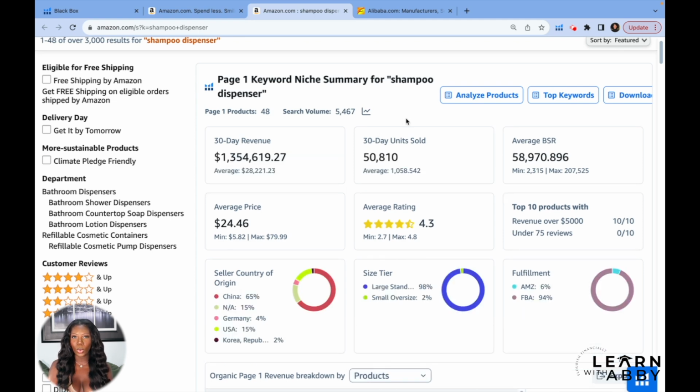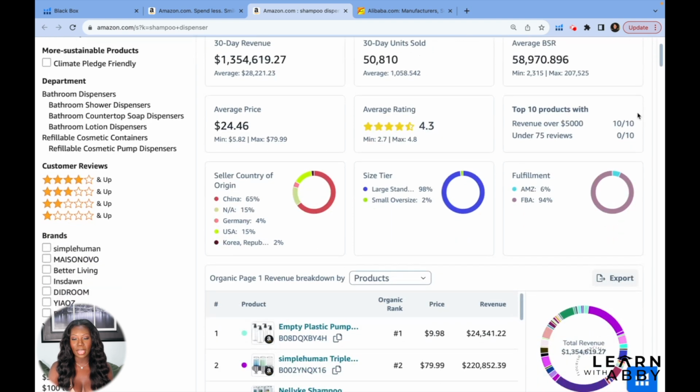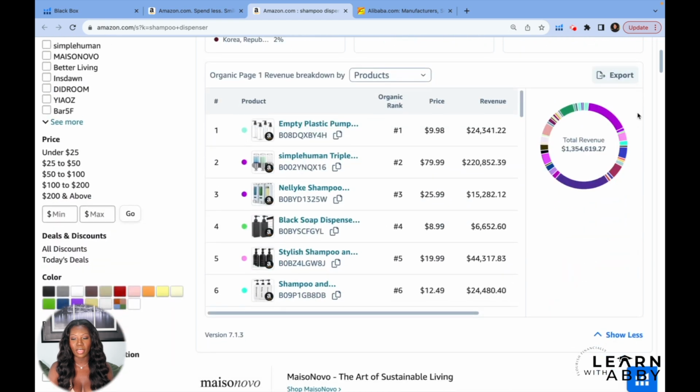I like that it gives you a quick view of what is going on. It's telling me that the 30-day revenue for shampoo dispenser as a keyword is $1.3 million. The average revenue per seller is $28,000 per month. The 30-day units sold cumulatively is 50,810, and the average units sold per seller on this first page is 1,000 units. I'm not going to go through every single thing here, but it's giving a lot of qualitative data to let you know what is going on within this niche.